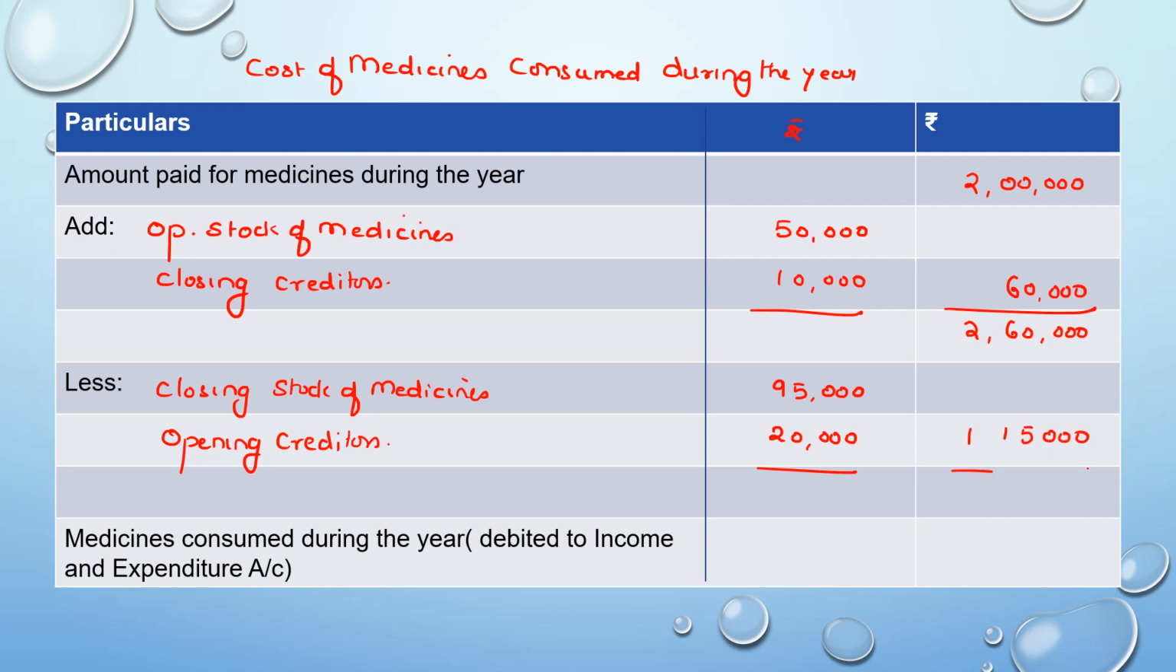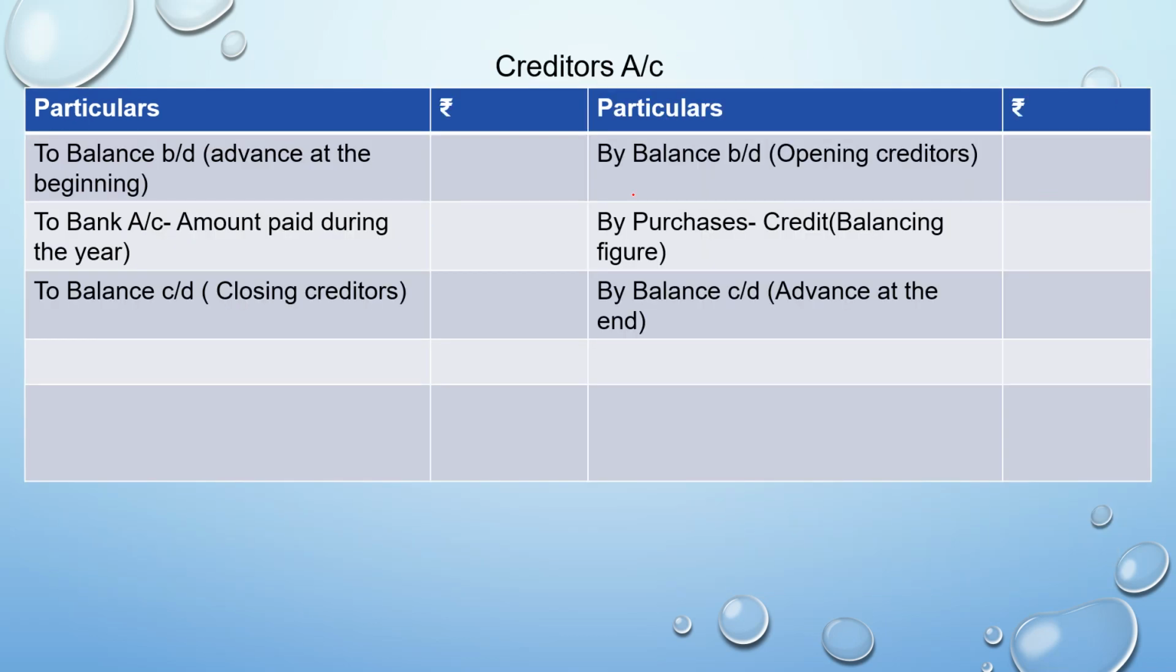1,15,000. Now subtract this and we get here 1,45,000, which is the cost of the medicine consumed during the year, which has to be debited to income and expenditure. So I hope this method is simple enough for you and clear. Same question. If we do not want the statement method, for those who would prefer the account method, who find it simpler, we'll do it using this method.